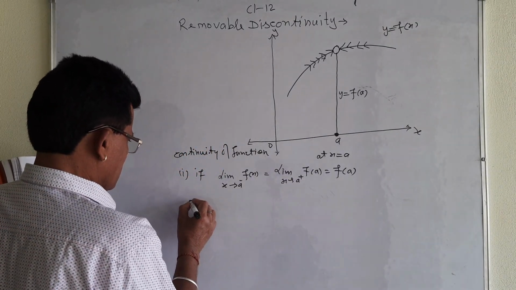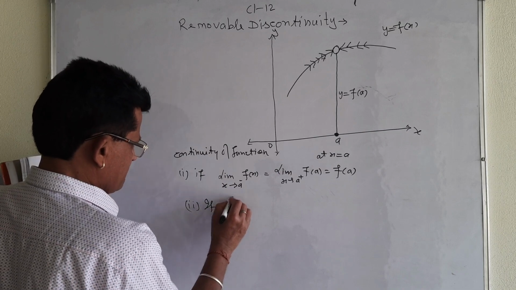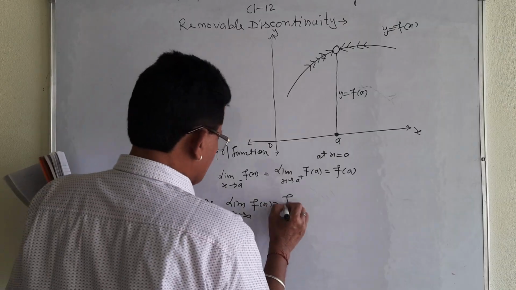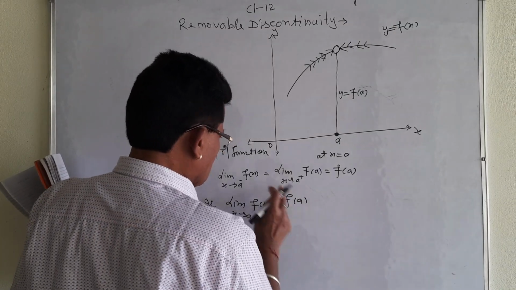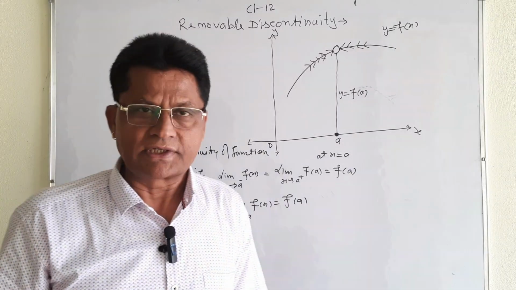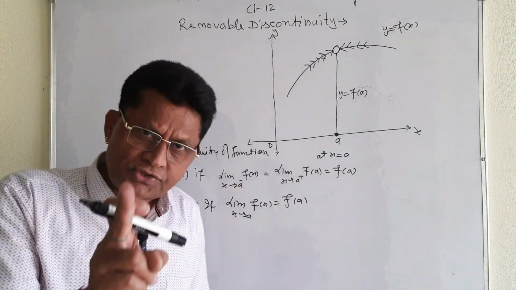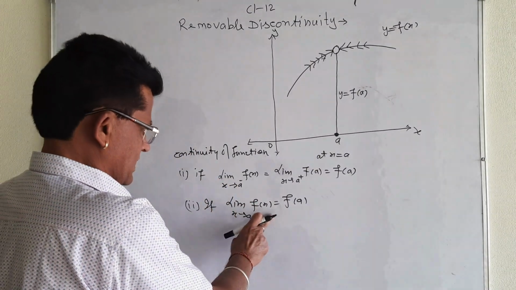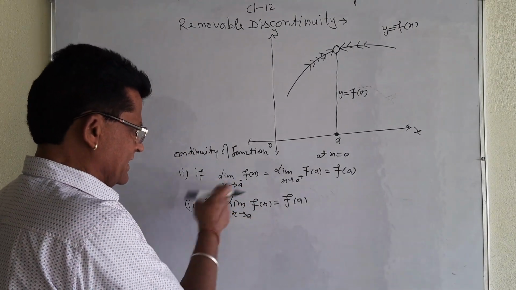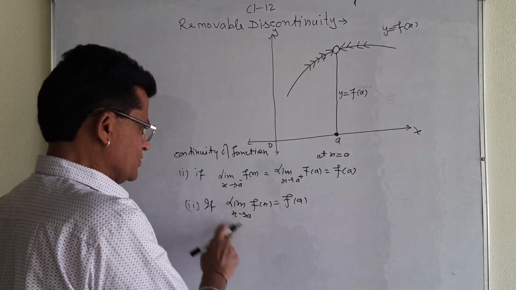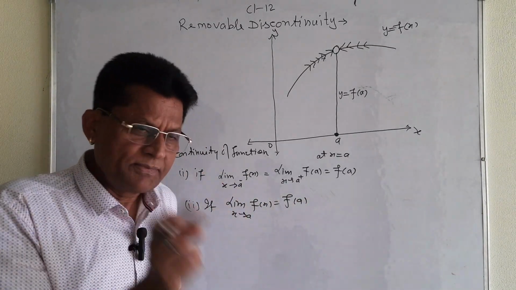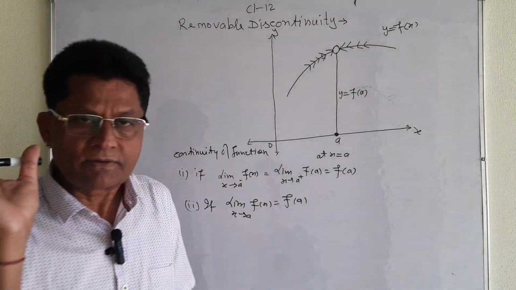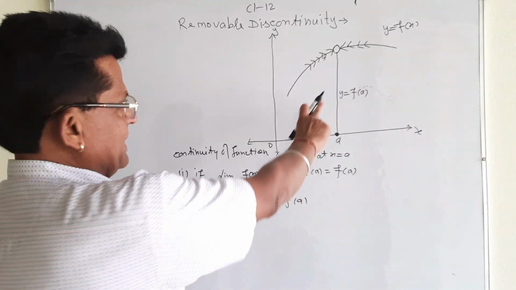In the second case, we can also prove that if the limit as x tends to a of f(x) is equal to f(a). If any one condition holds, either 1 or 2, then the function is continuous. We can solve the question by taking the first case or the second case. In the second case, you can break the limit into left limit and right limit. Either solve the question using this one or that one.